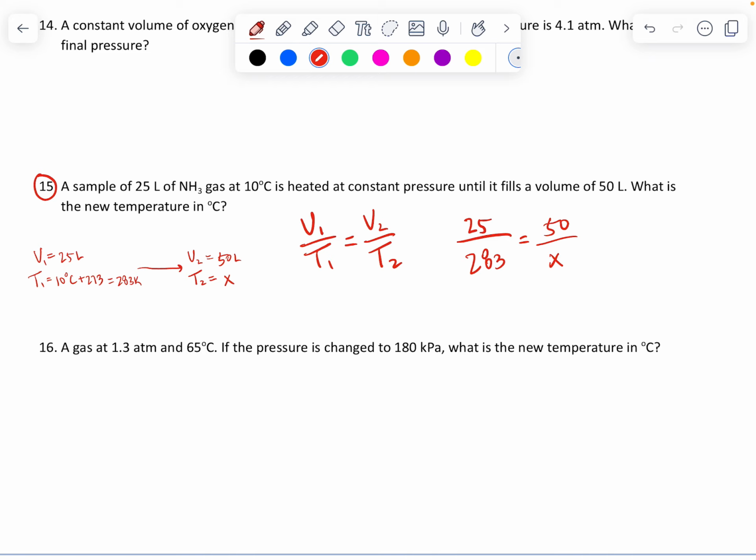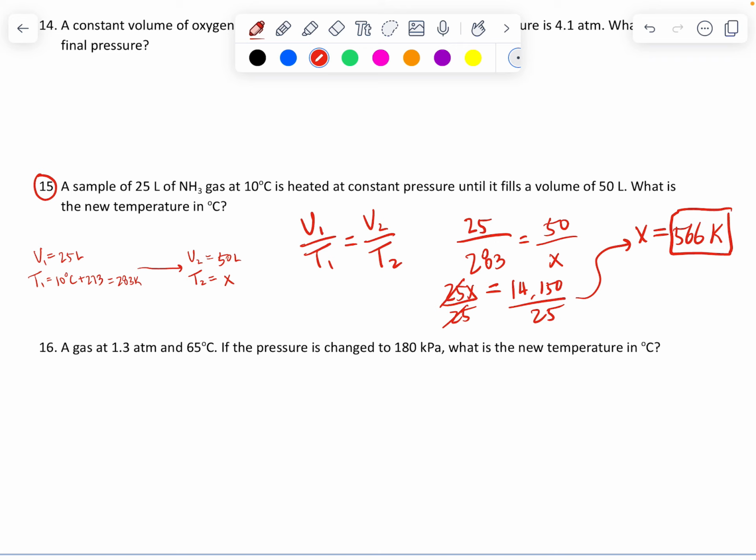All right, so let's go ahead and work this out. Cross multiply. 25 times x is simply 25x is equal to, what's the next one? 283 times 50. That gives me a really big number, and that's okay. Divided by 25 on both sides. 25s go away. Running out of room. X is now equal to 566. And what's the unit for this one? What's the unit, guys? That's temperature, right? So I'm going to put my K next to it because that's my Kelvin.